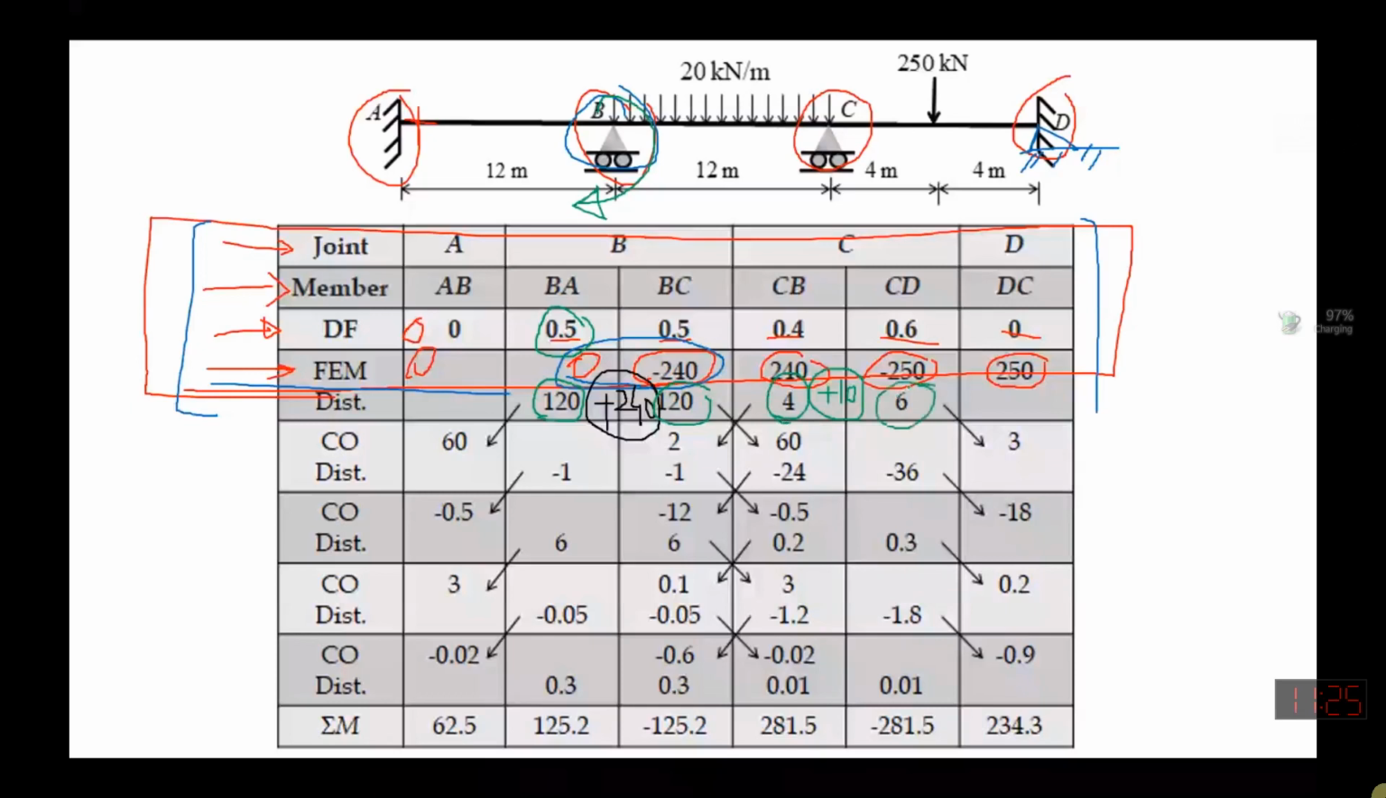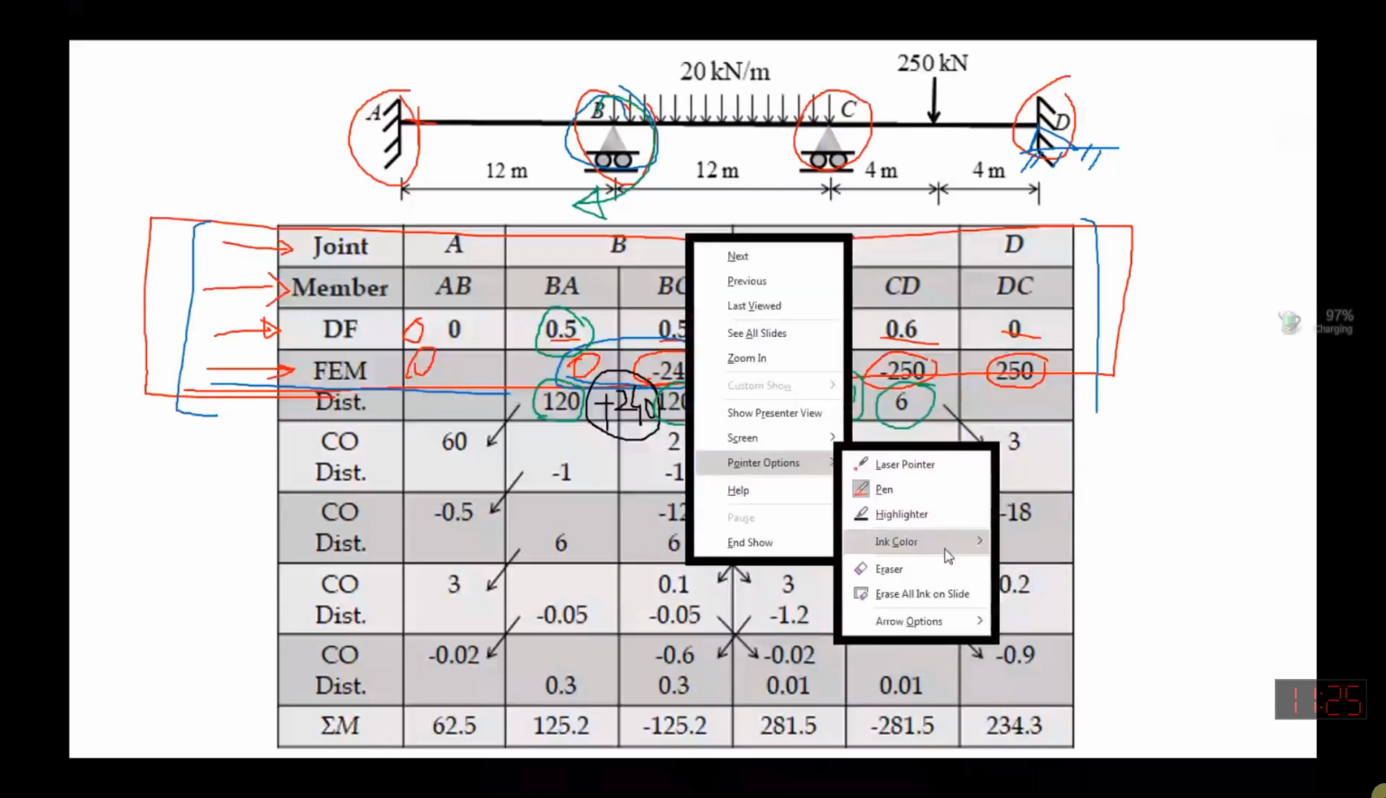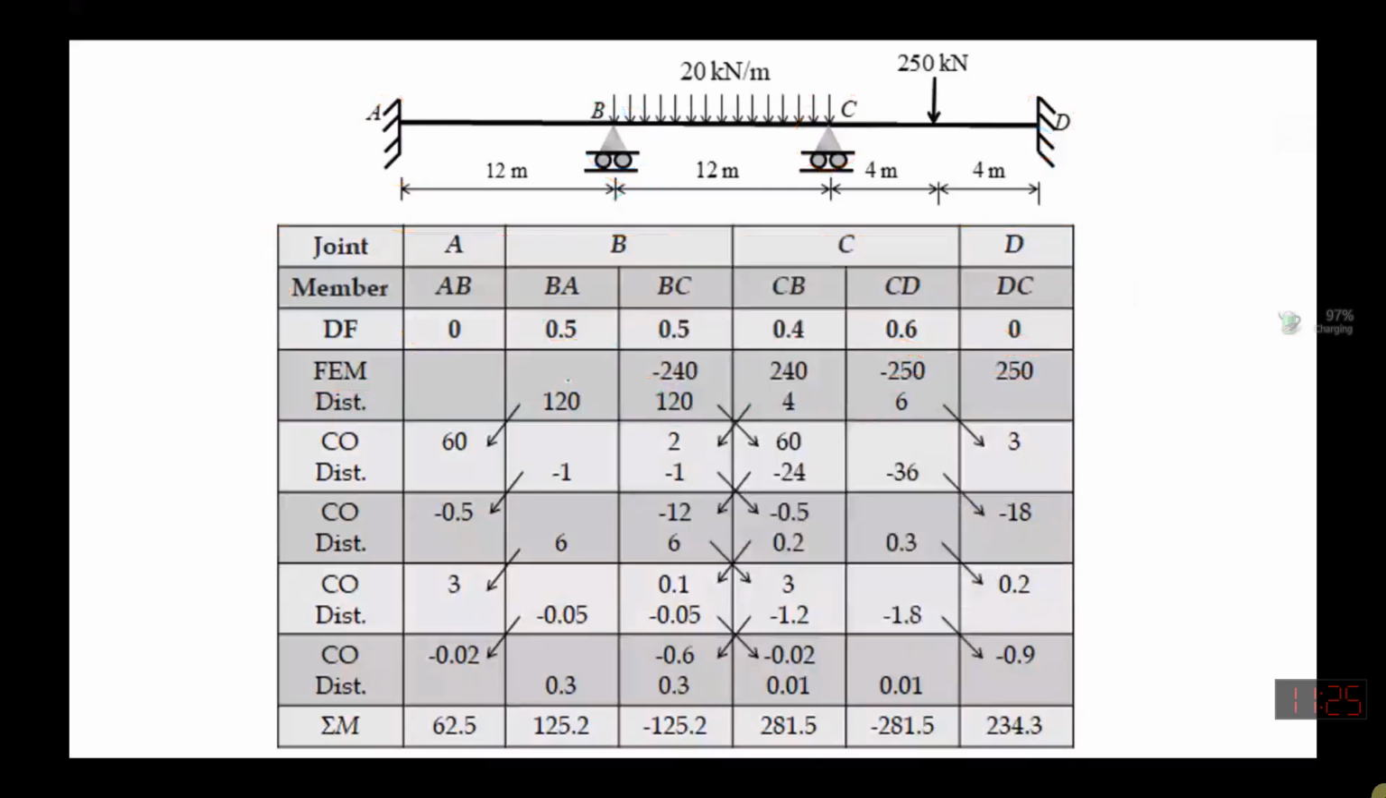Is it clear? Sir, please repeat this. I'll do it, I'll discard this and repeat it again. If you see, at this joint B our unbalancing moment is minus 240. To counterbalance it, we need a plus 240 moment, which is required for equilibrium. Here the unbalancing moment is minus 10, so we need plus 10 to keep the equilibrium.